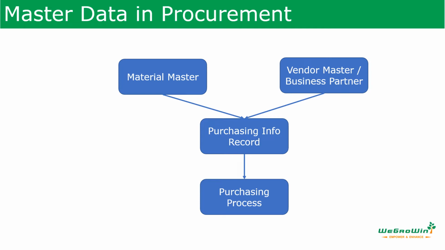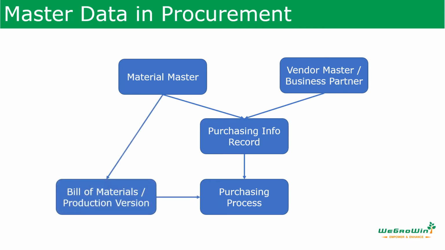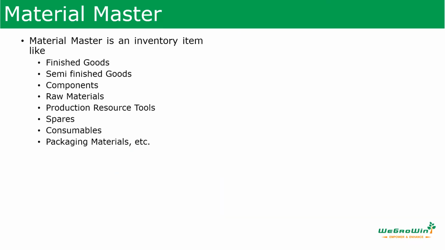We can store data for particular material, for example, delivery time, purchasing price on vendor basis in the purchasing info record. And these things are going to the purchasing process. Apart from this, there are two other master data which are required, which are bill of materials and production version. Why bill of materials is required? This is for the subcontracting process. And when you're using bill of materials, maintaining production version is mandatory in S4HANA. So that also has to be maintained. We will discuss all these master data in the coming sessions.